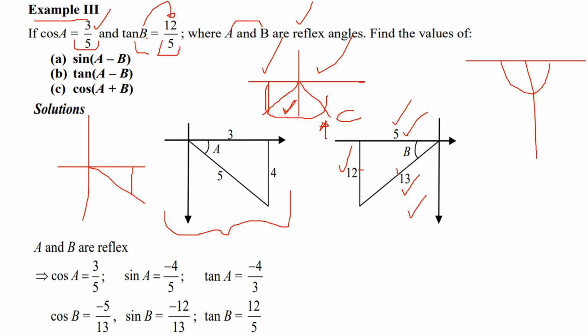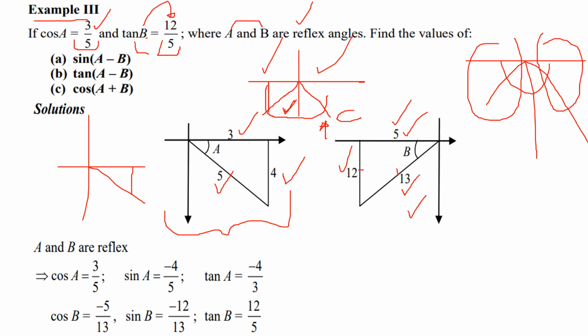So cos, since it's positive, is positive only in this region, and tan is positive only in this region. That's why the sketch for tan was good from here, and the sketch for cos was also good from here. So cos is the same as adjacent, which is 3, divided by hypotenuse, which is 5. Now how did you get 4? I told you that you have to show that formula. It's going to be 5 squared minus 3 squared for you to get 4.